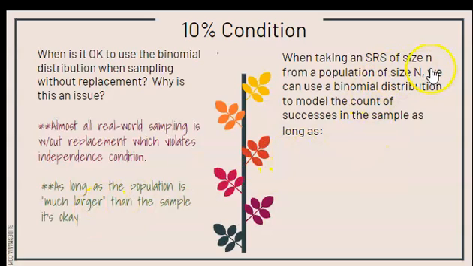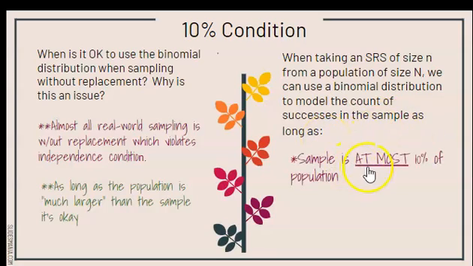So when taking a simple random sample of size n from a population of size capital N, we can use a binomial distribution to model the count of successes in the sample as long as the sample is at most 10% of the population. If it's more than 10%, then the independence issue is going to be a problem. Mathematically it looks like this: the sample size has to be less than or equal to 1/10 of the population. You could write this as a decimal too. That's fine. So sometimes we have to check the 10% condition if we realize that the sampling is done without replacement. This is going to be an important concept that we use throughout the course.